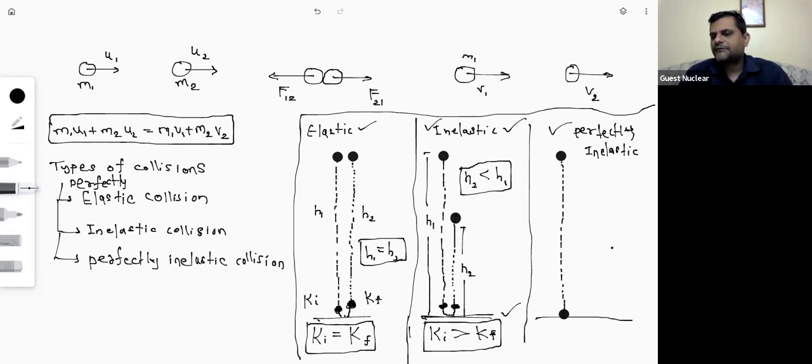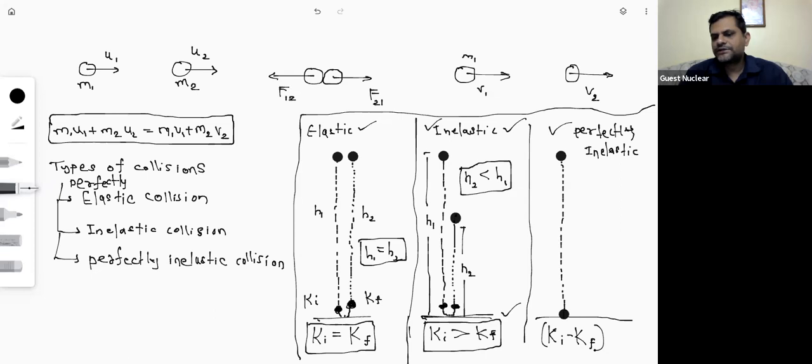And at the same time, if we compare this third collision here, then we will find that the initial kinetic energy is very high, but the final kinetic energy here is going to be 0, and hence we can say that Ki minus Kf is going to be maximum. Remember, the loss in kinetic energy here is going to be very large. It cannot be more than this, there cannot be any more loss.